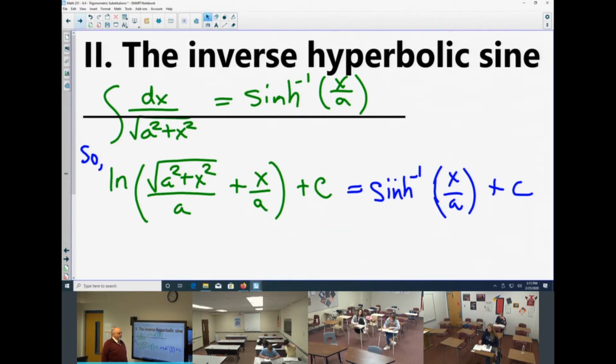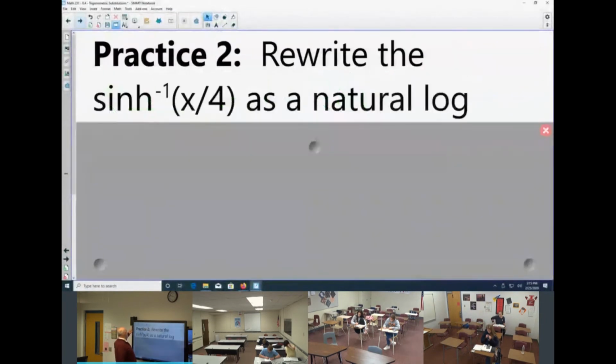All right, so then what we can do is use that to rewrite the inverse sinh of x over 4 as a natural log. So see if you can do that. Using the formula you just wrote down, see if you can write the inverse sinh of x over 4 as a natural log.